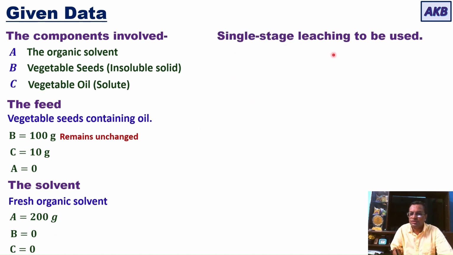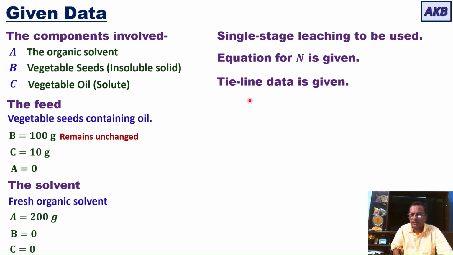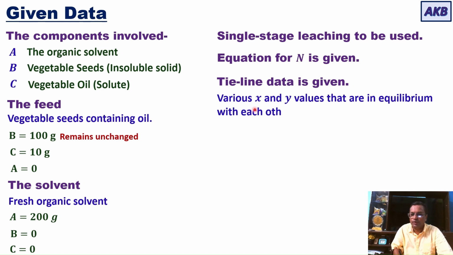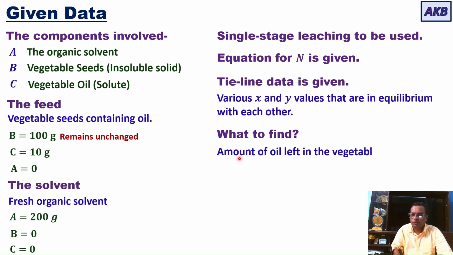Then we are supposed to use single stage leaching. The equation for N is given. Tie line data is given to us. That means we have been provided with various X and Y values that are in equilibrium with each other. And what are we supposed to find? We have to find out the amount of oil left in the vegetable seeds after the leaching is completed. We have to report the amount of oil that is left in the seeds after leaching is completed. So with this given data, let us solve the numerical.